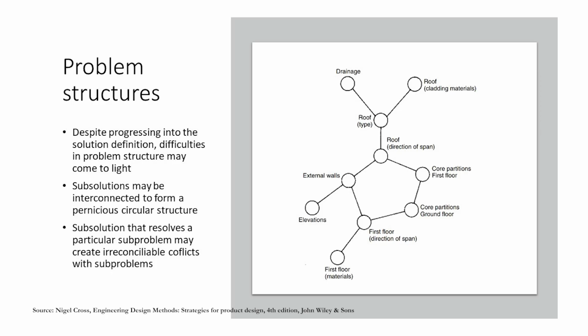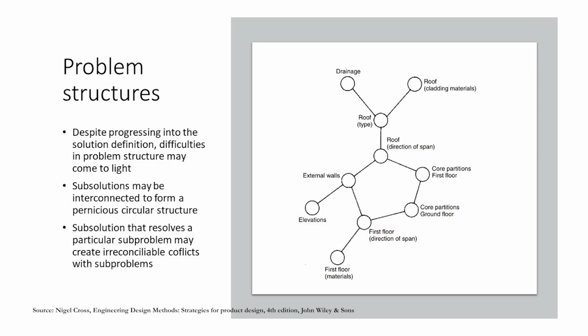Here is an example of a problem structure which can create issues. There is a roof, there are core partitions on the first floor, there are core partitions on the second floor. So, this is a building where you need to design the roof, the drainage, elevations, etc. And you can see the interlinkages between the different elements that you are designing.